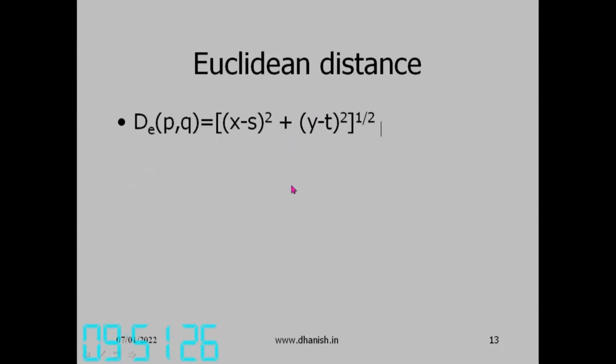So Euclidean distance is the distance between two pixels P and Q. The coordinates of P are x comma y, and coordinates of Q are s comma t. The distance between P and Q is the square root of (x minus s) squared plus (y minus t) squared. Normal triangle Pythagoras theorem.